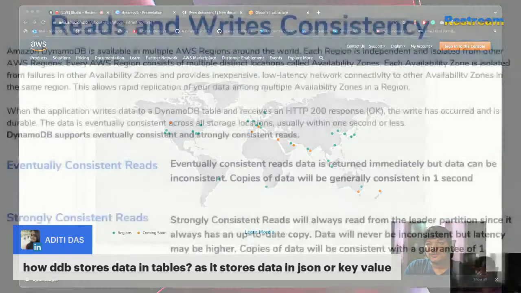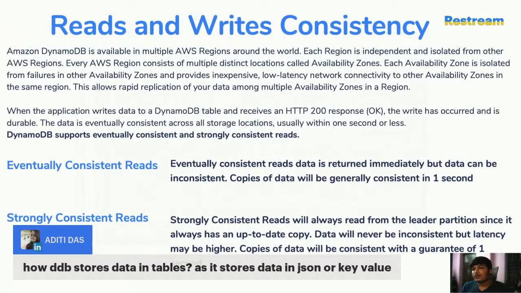Now let's come back to the presentation. Each availability zone is isolated from failures in other availability zones. Each region has at least three availability zones, and each is completely separate. If one availability zone has any problem, the others are completely separate from it. Unless it's a global issue, it should not affect them. It also provides inexpensive, low latency network connectivity to other availability zones in the same region. So it's interconnected. This allows rapid replication of your data among multiple availability zones in a region.